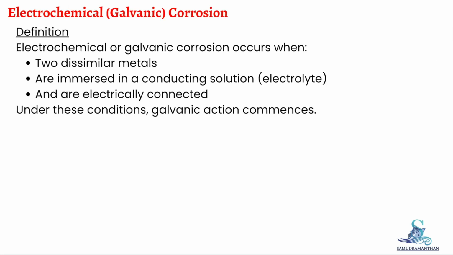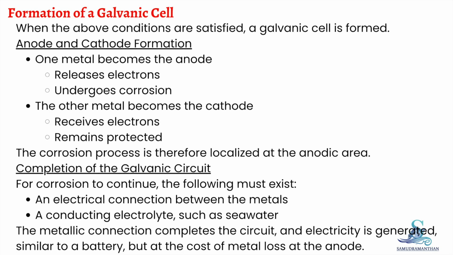Electrochemical or galvanic corrosion occurs when three conditions exist simultaneously. First, there must be two dissimilar metals. Second, these metals must be immersed in a conducting solution, known as an electrolyte, such as seawater. And third, the metals must be electrically connected. When these conditions are satisfied, galvanic action commences. Once galvanic action begins, a galvanic cell is formed.